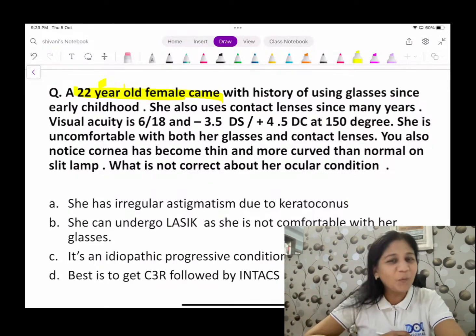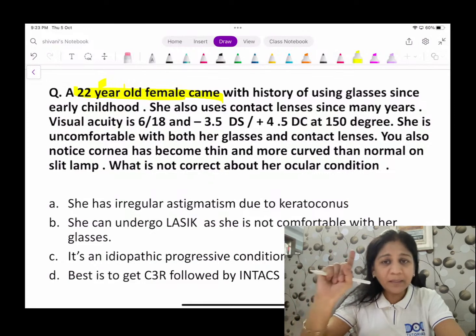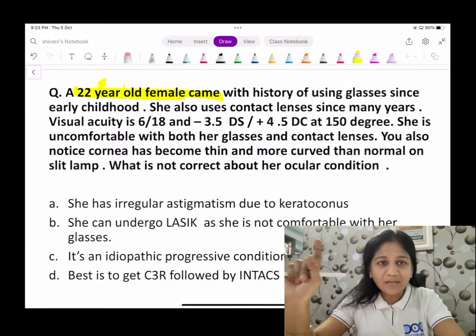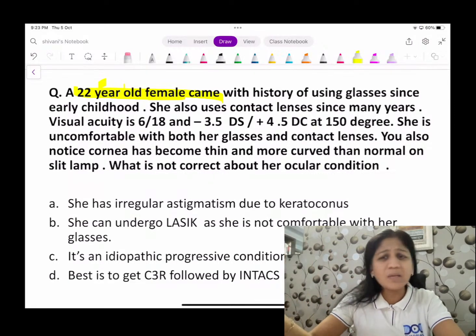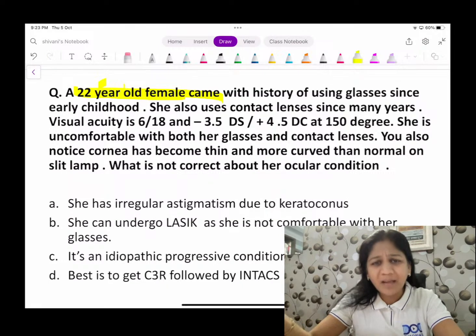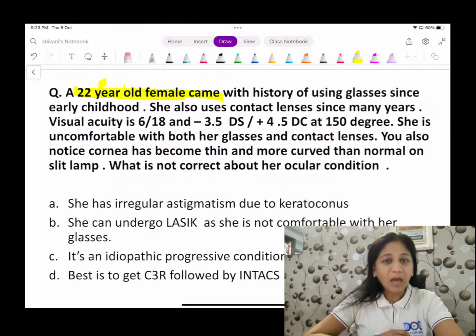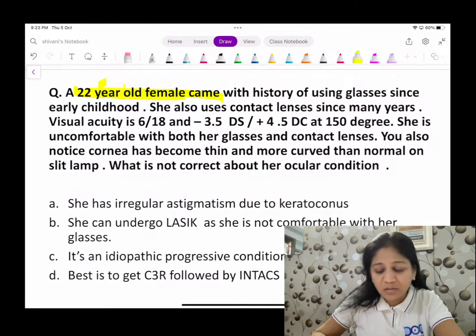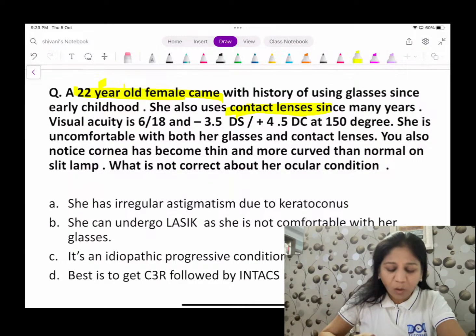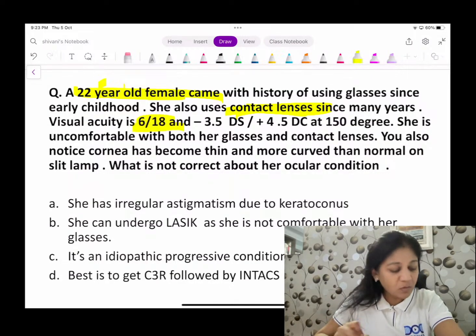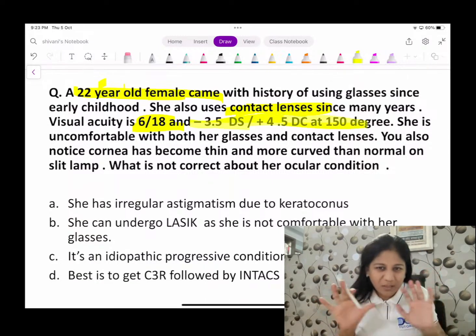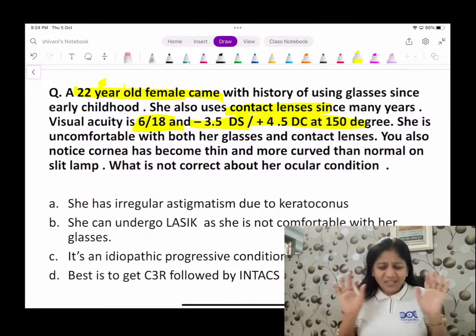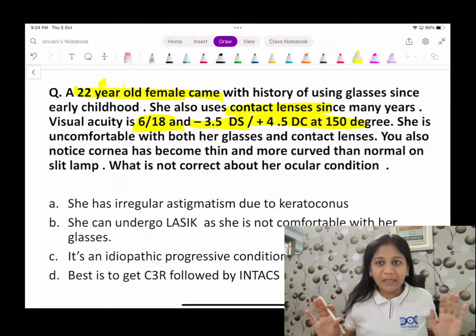Now let's go back to the question. A young female comes to you with a history of using glasses since early childhood. She may have myopia, maybe an astigmatism. She is young, and she is telling us that she has used contact lenses also for many years. Now when you examine, you see that vision is not so good, and there is a refractive error which is twisted, which is kind of complicated.